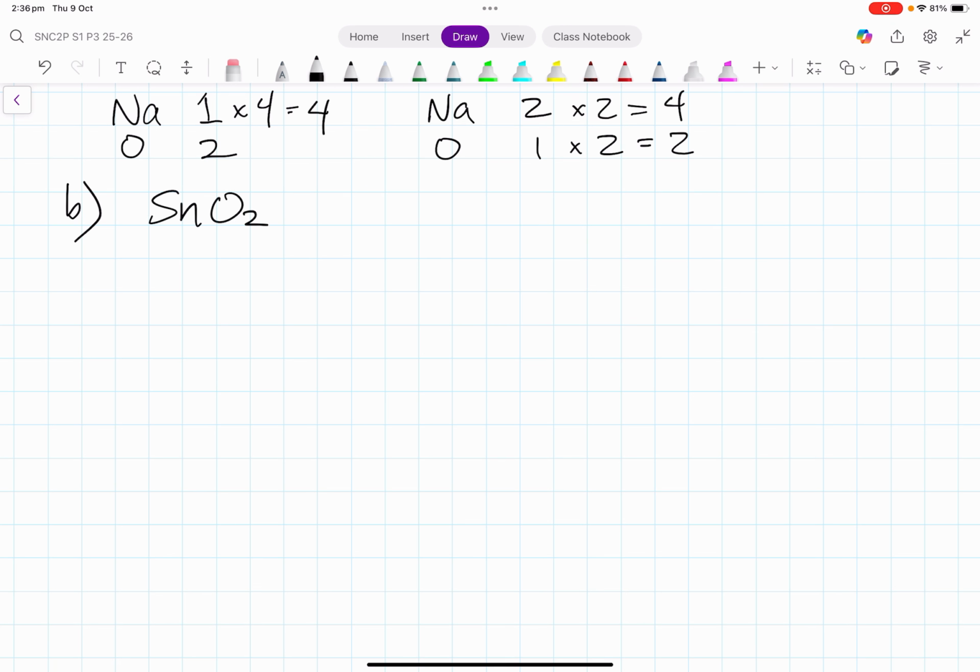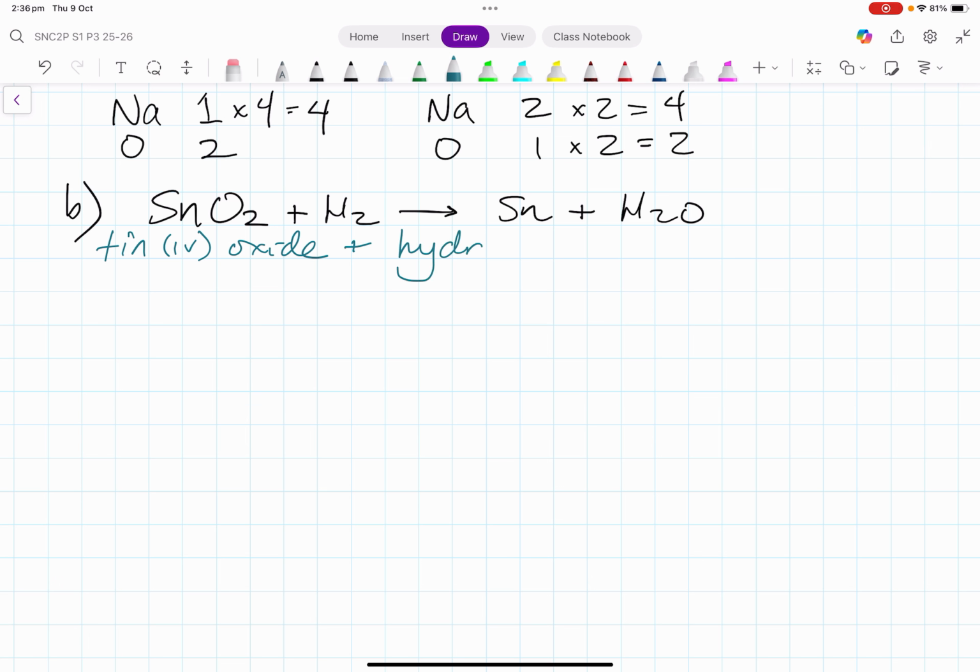SnO2 plus H2 gives us water and tin. Again, I didn't expect you to have the word equation, but I can do that with you. So this is called tin 4 oxide. I wouldn't expect you to know how to do that one. And there's another one of those diatomics.